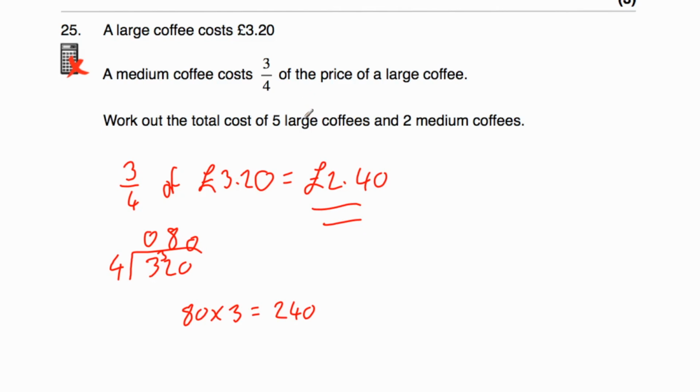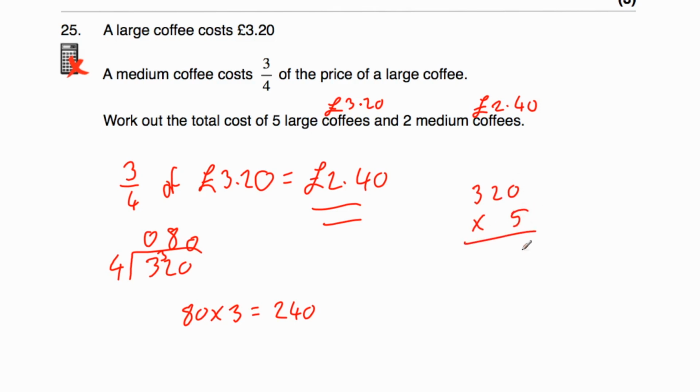Now the question asks us to work out the total cost of 5 large coffees, they cost £3.20 each, and 2 medium coffees, they cost £2.40 each. So let's work out the cost of those. So let's start off with the 5 large coffees. So let's take our £3.20, or 320 pence, and let's multiply that by 5.